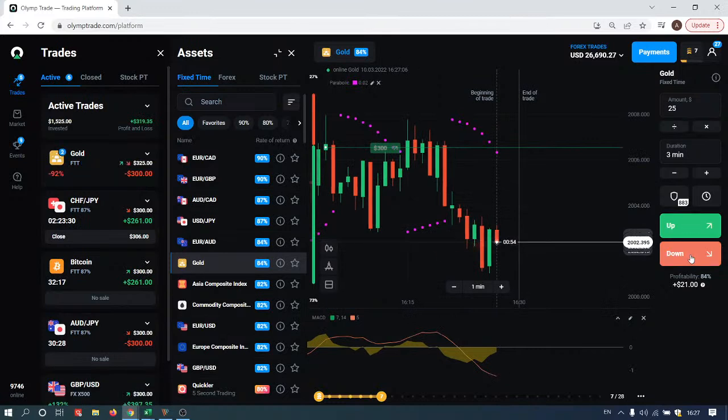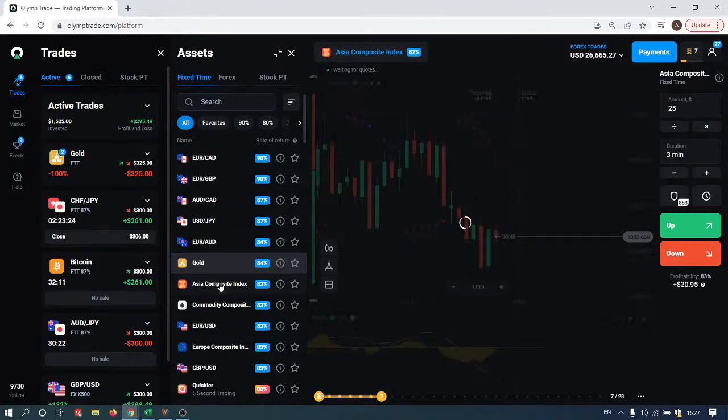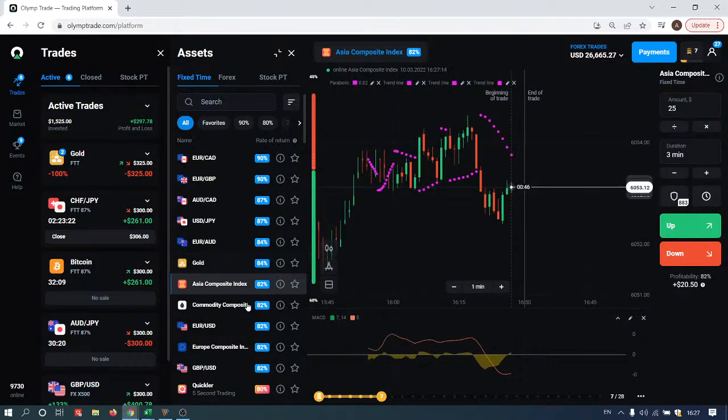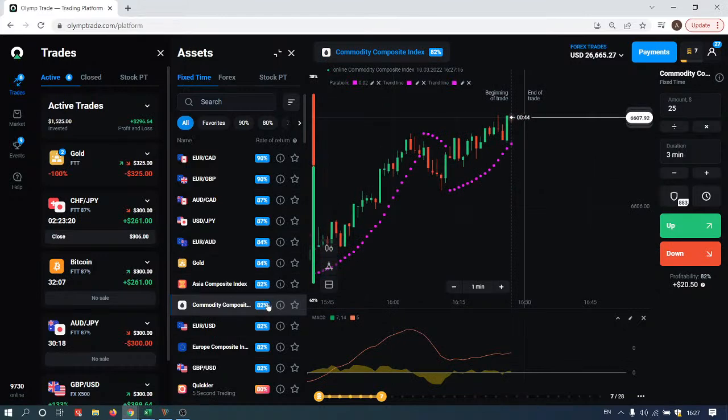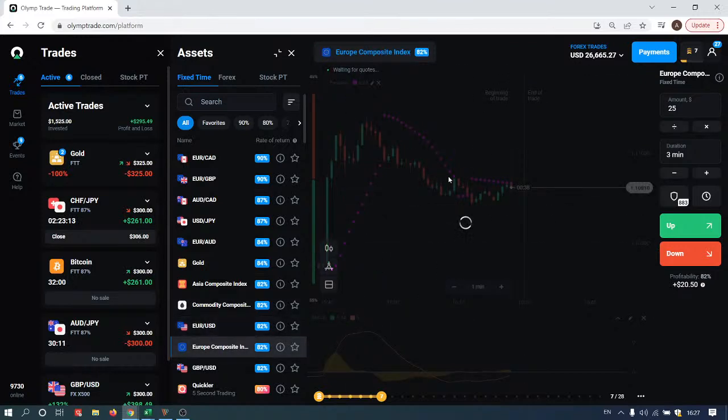So guys, one more trade on gold, now in the downwards direction. Even though I've been a little bit unlucky with the current trends that made my trades close with a loss, unfortunately.